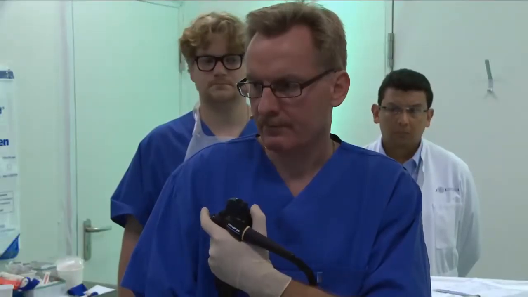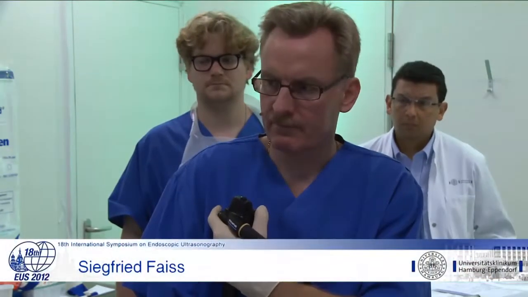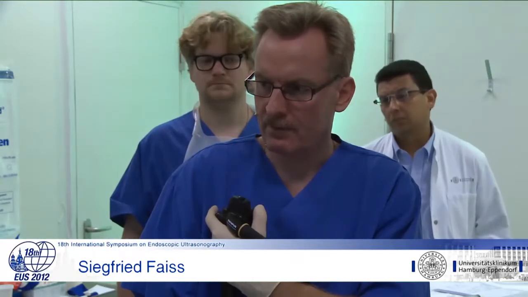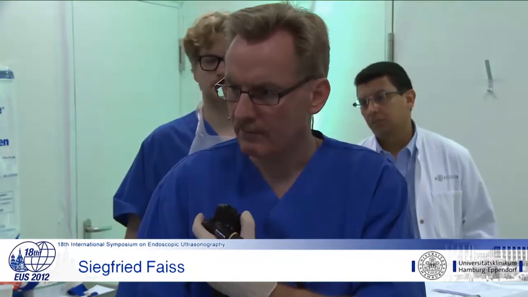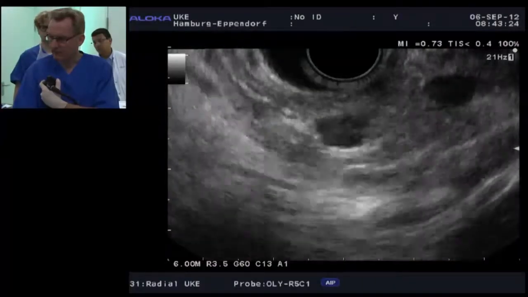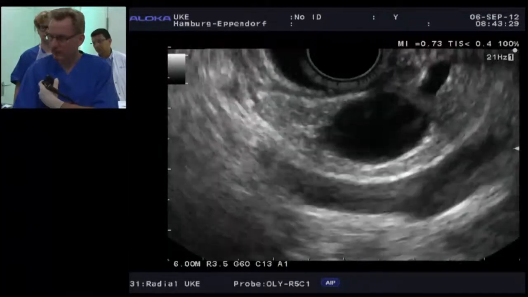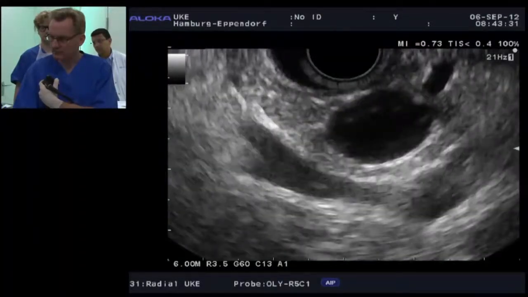Another quick question. It looks almost at the approximate 8 o'clock position in the cyst. Was there a very small mural nodule, or was it a small amount of mucus in the cyst? In the 6 o'clock position? Here? The 8 o'clock position. There's some echo shadows at 8 o'clock. Here?